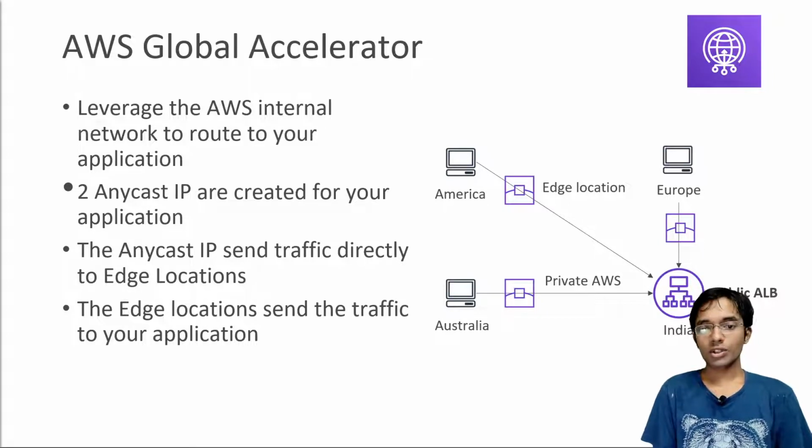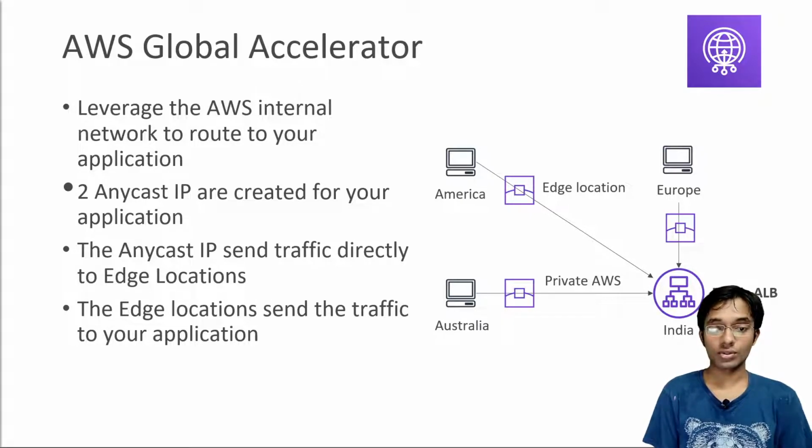Now let's talk about the AWS Global Accelerator, and this is going to be a short lecture. This is a short topic, okay? This is a way for you to leverage the internal network of AWS to route to your application, and for this it will use what's called Anycast IP, and two of them will be created for your applications.